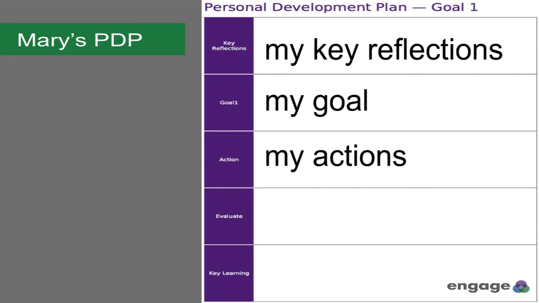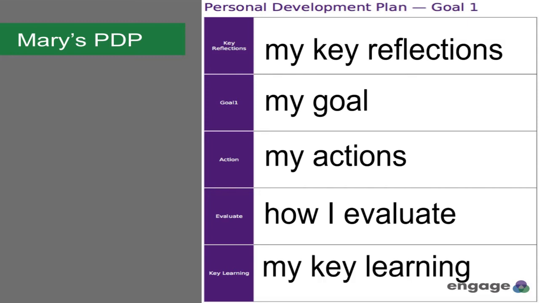And then you have a section around evaluate. This section encourages you to really think about how are you going to know when you've made a difference? How are you going to know if something has changed as a result of working on this particular area? So in essence, how are you going to measure the impact and the change? And then the key learning really encourages you to think about what have you learnt, what is different, to really capture your thinking around this.